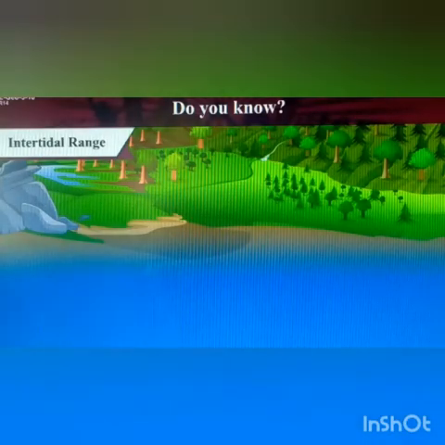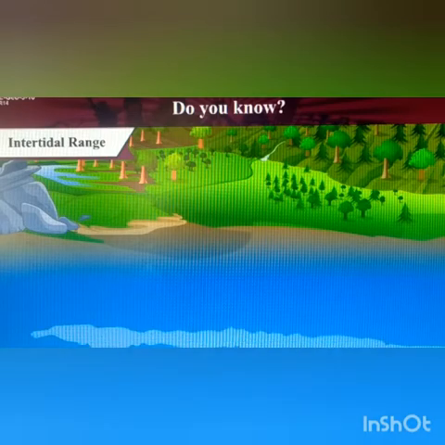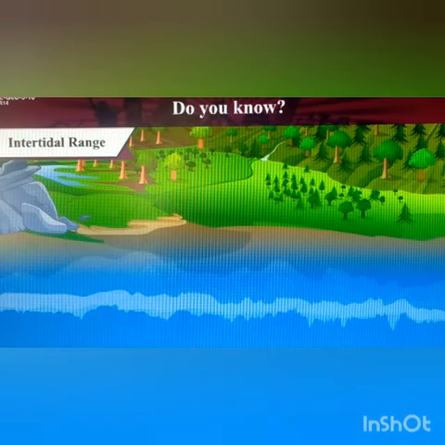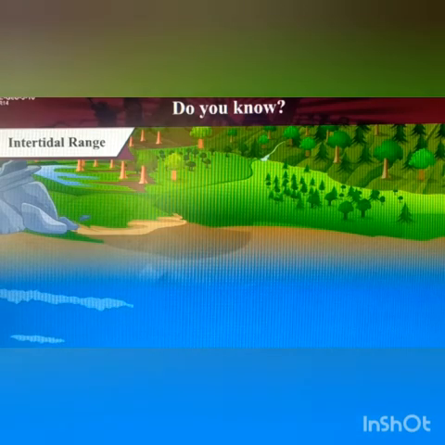Do you know? That means this is for your extra knowledge, children. When normal water level will rise, it will be a high tide, and when normal water level will fall down, it will be a low tide. That means when there is a rise in water level, we have the high tide, and when there is a fall in the water level, we have a low tide. So, this difference that we can see is known as the intertidal range.